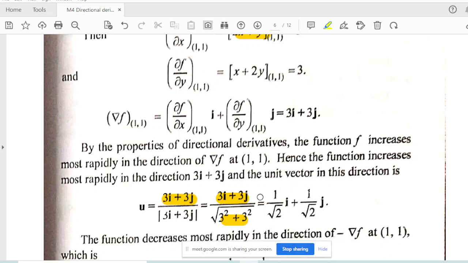So when you evaluate all this, you will be getting 1 by root 2 i cap plus 1 by root 2 j cap.